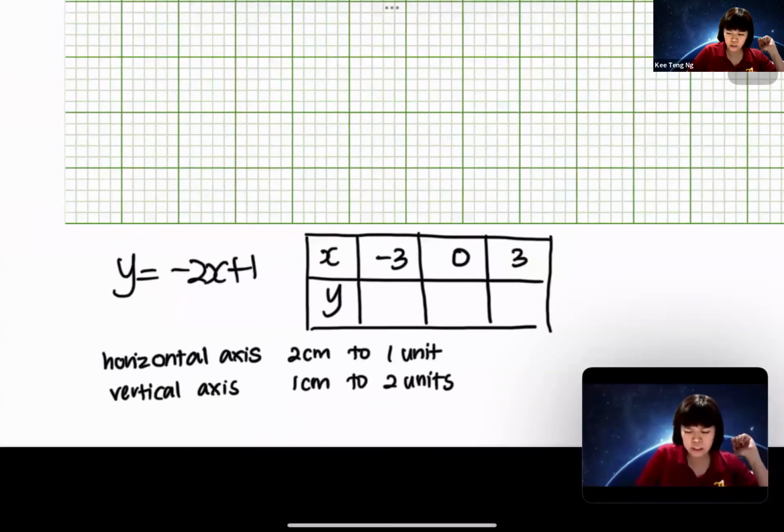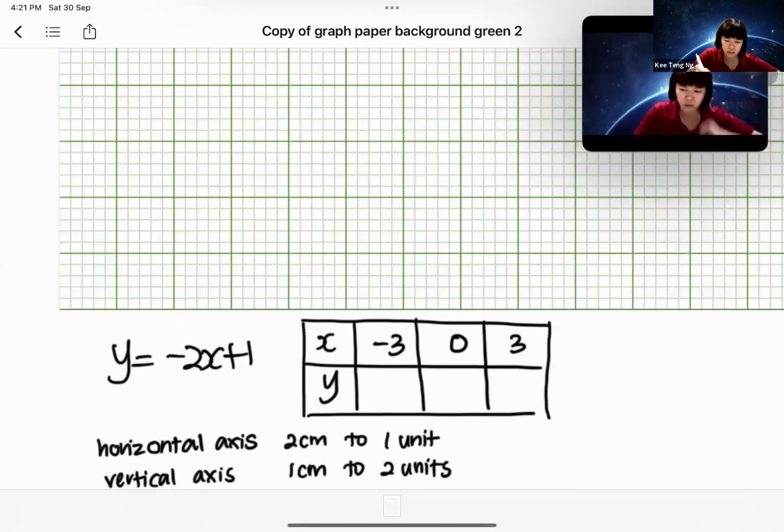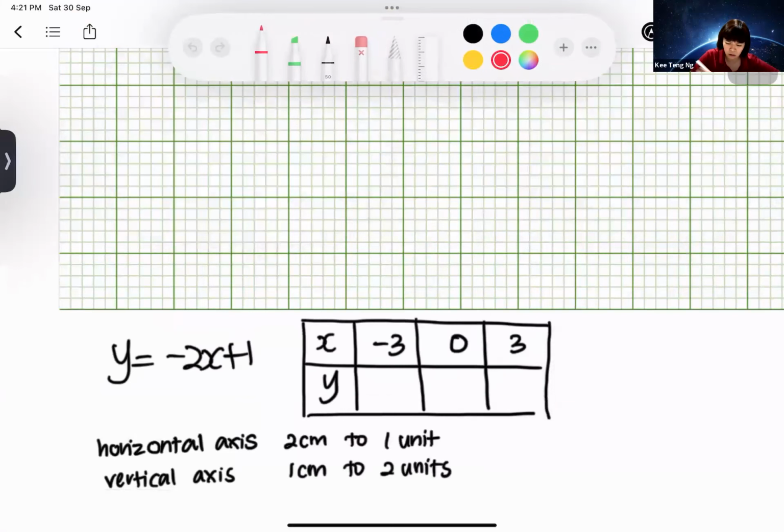You have your equation, right? Your equation over here says y equals negative 2x plus 1. So it's negative 2 times something plus 1. So I'll put in the numbers. The first one, when x equals negative 3, I'll key this into my calculator. Negative 2 bracket negative 3 plus 1.